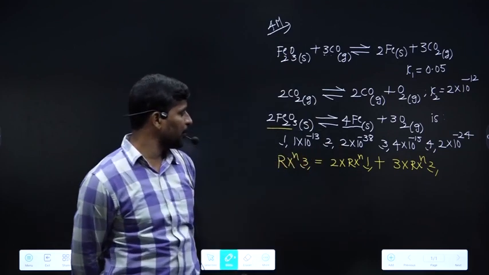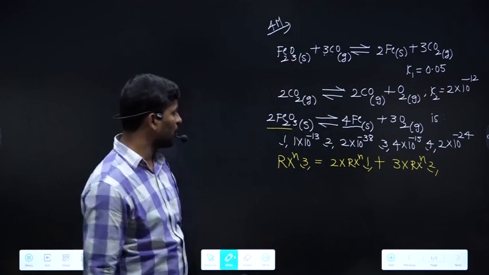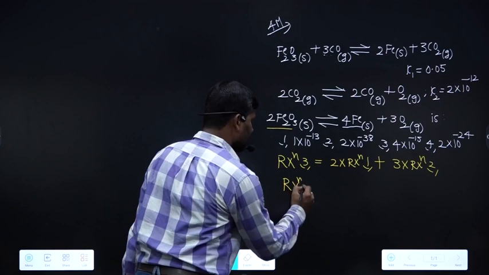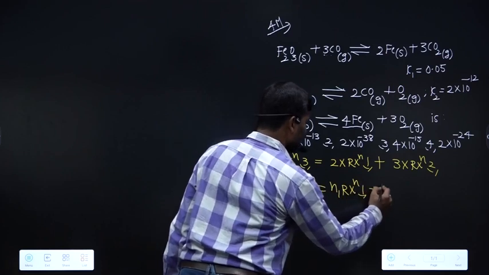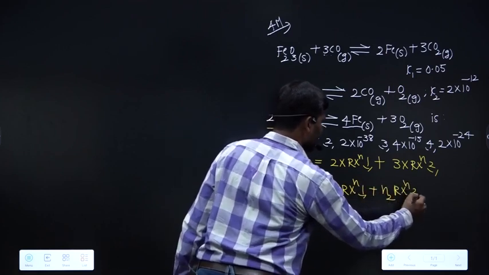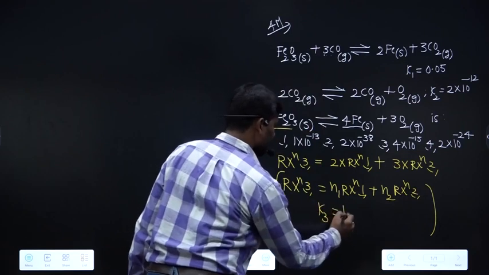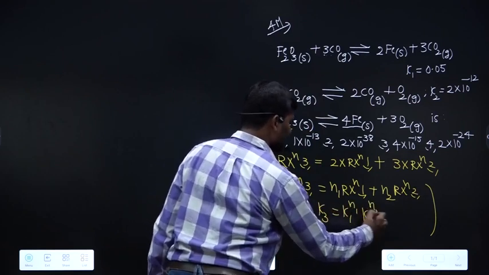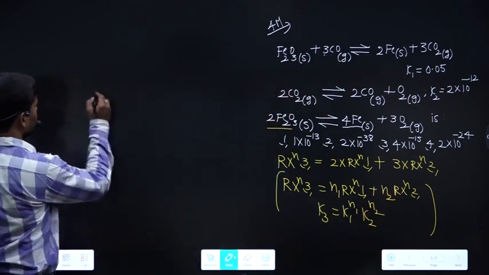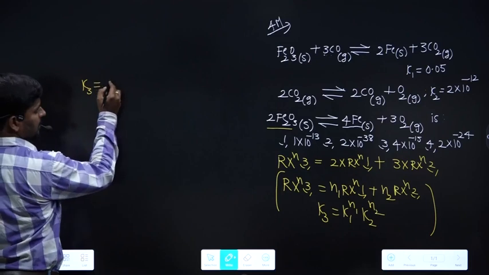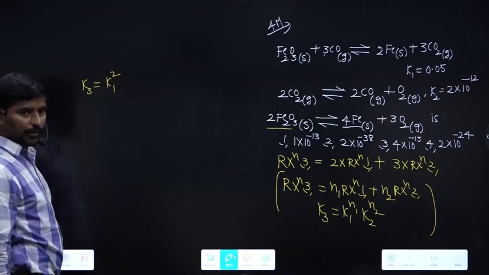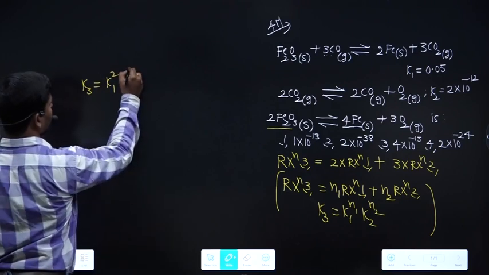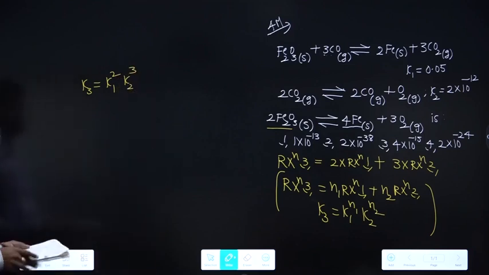So reaction 3 is 2 into reaction 1 plus 3 into reaction 2. If reaction 3 is equal to N1 reaction 1 plus N2 reaction 2, then K3 is K1 power N1 times K2 power N2. So you may apply that here. K3 is equal to K1 power, in the place of N1 what we have is 2, K2 power, in the place of N2 we have 3. So K1 power 2, K2 power 3. You must simplify.